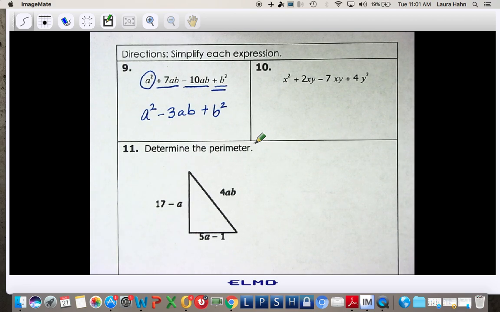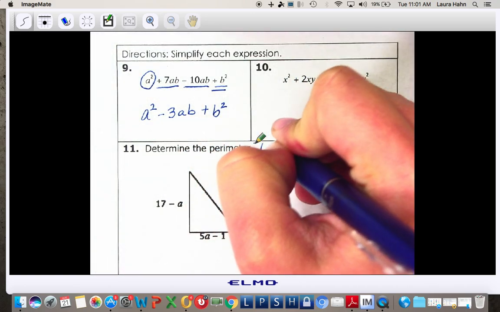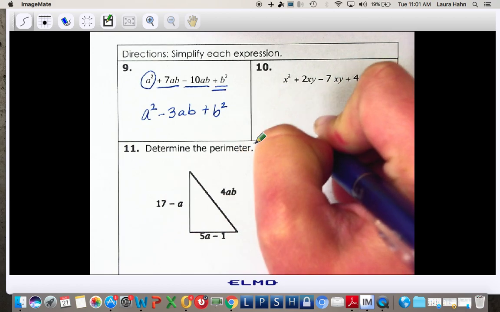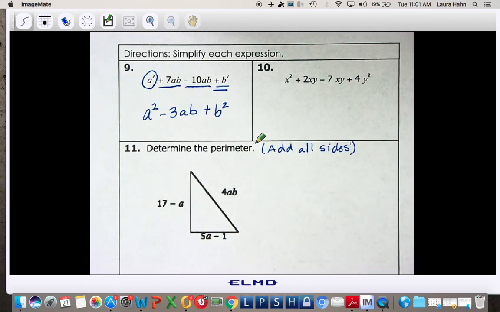Okay, on 11, it's set up differently. What it does is it gives us a triangle, and it's asking for the perimeter. Well, we know that perimeter means to add all sides. So it's set up differently, but we're going to be doing the exact same thing that we were doing. We're going to be adding all these sides together. So same thing, take what looks alike and then add them up.